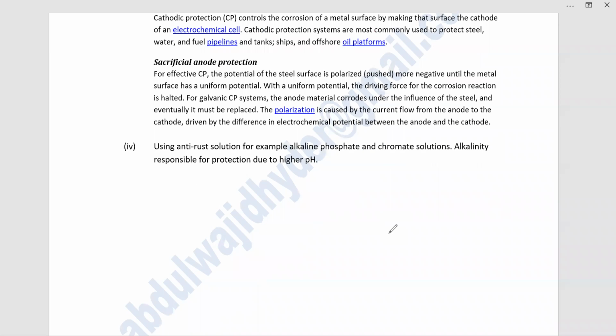We can apply anti-rust solution also. Red oxide is there, na? Usually on iron, we are painting that red solution. That is anti-rust solution. That is alkaline phosphate and chromate solution, which is used to protect the metal from getting corroded. Alkalinity is responsible for protection due to higher pH. So this was all about the sacrificial anodic protection, or you can say protection methods for protecting metal from getting corroded.